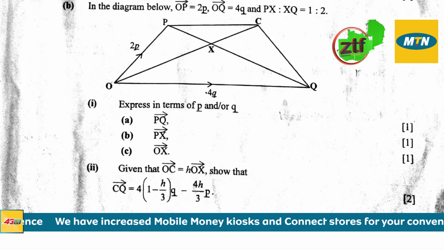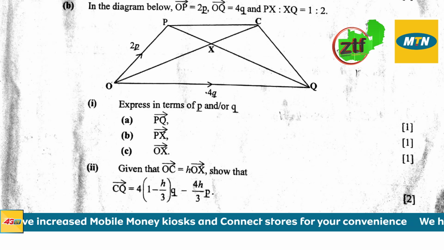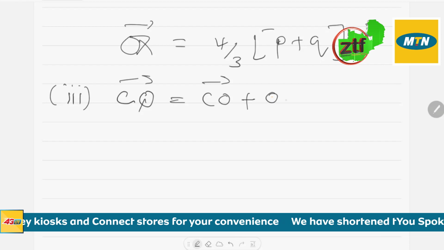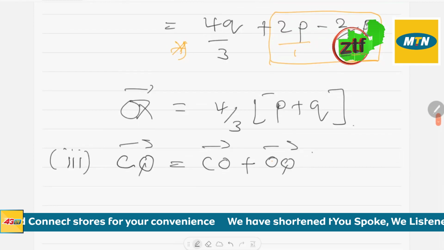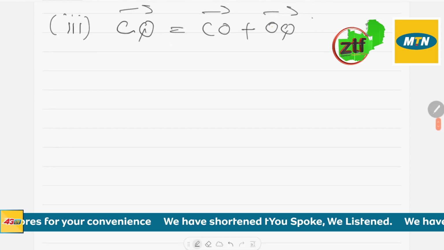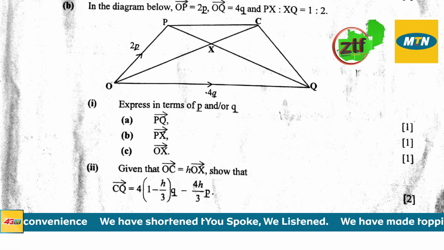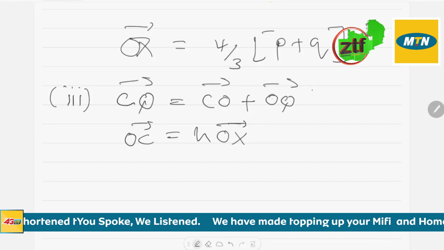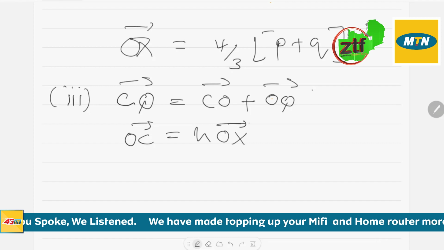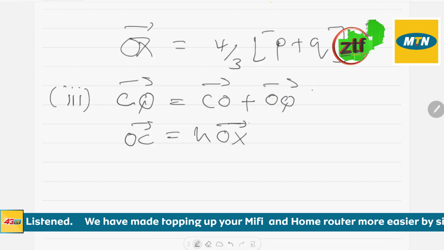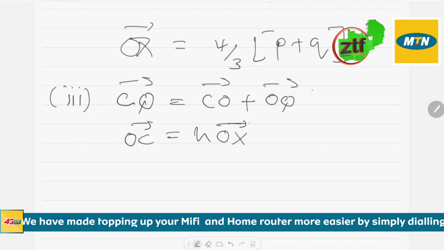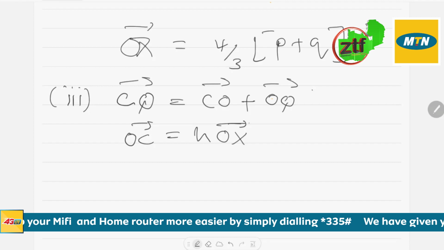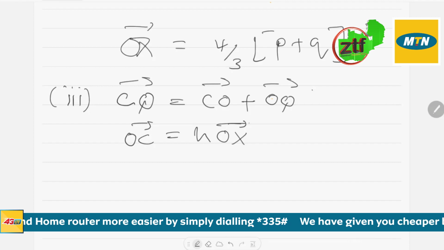Now, in this case, we know that vector CQ is equal to CO plus OQ. If we are given that OC is equal to hOX, which is vector hOX, by implication, what they are saying is that use OC, which is equal to hOX, to get the vector CQ, or show that CQ is equal to 4 open bracket 1 minus h/3 close bracket Q minus 4h/3 P. That is what we are doing.